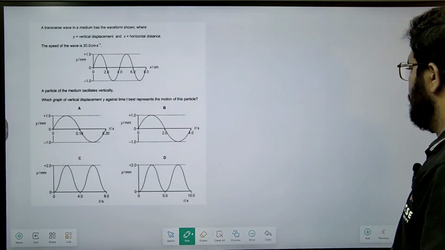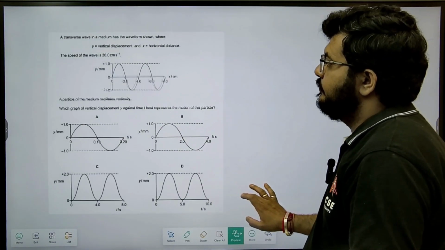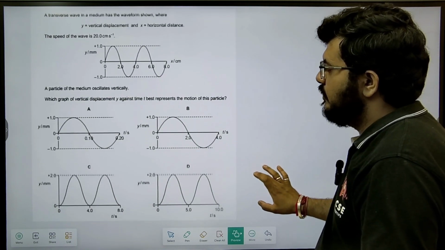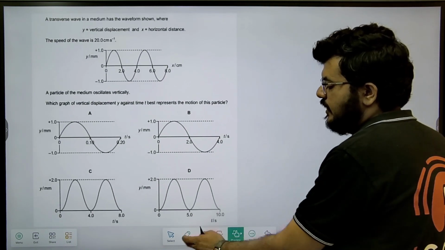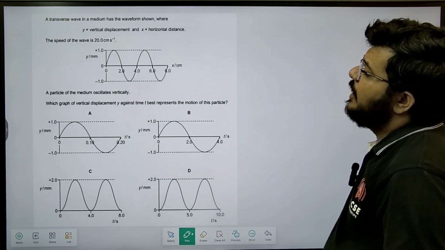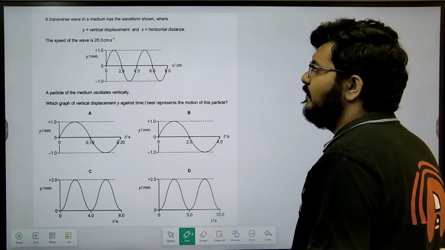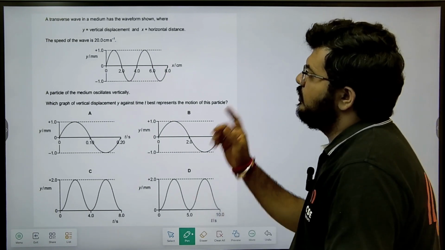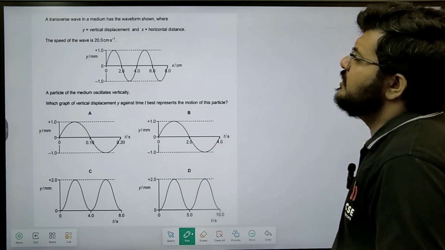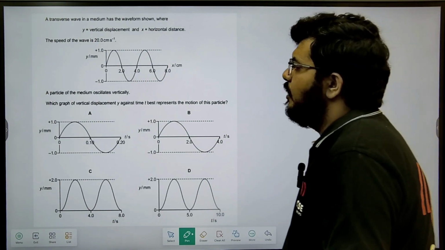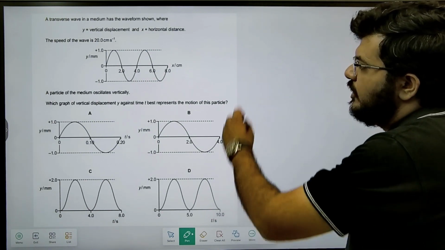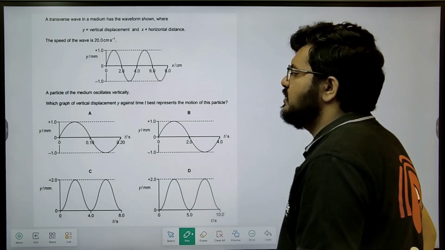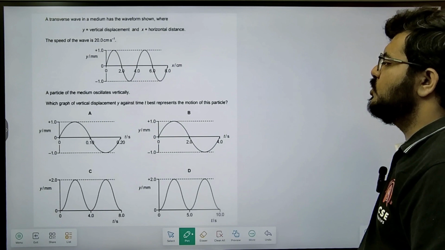Okay. Then next question we have. This is rather interesting question, right? We need to look at a few things here. A transverse wave in a medium has the waveform shown. Y is vertical displacement, x is horizontal distance. The speed of wave is 20 centimeters per second. A particle of medium oscillates vertically. Which graph of the vertical displacement y against time t represents the motion of the particle?